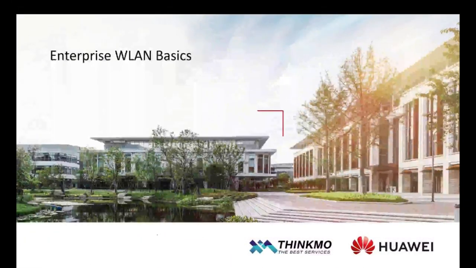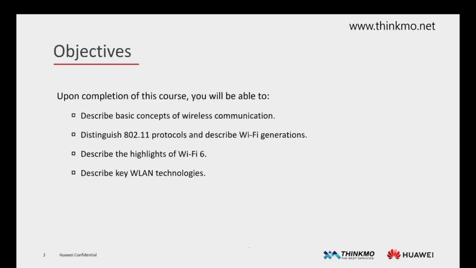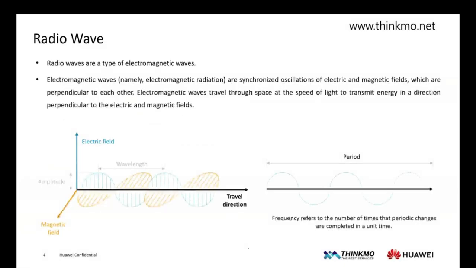Students, today we begin studying Chapter 2, which covers the basics of enterprise WLAN technology. Let's first take a look at some basic concepts of wireless communication. The first is radio waves. That's right. We need to clarify one point about the transmission method of wireless signals.